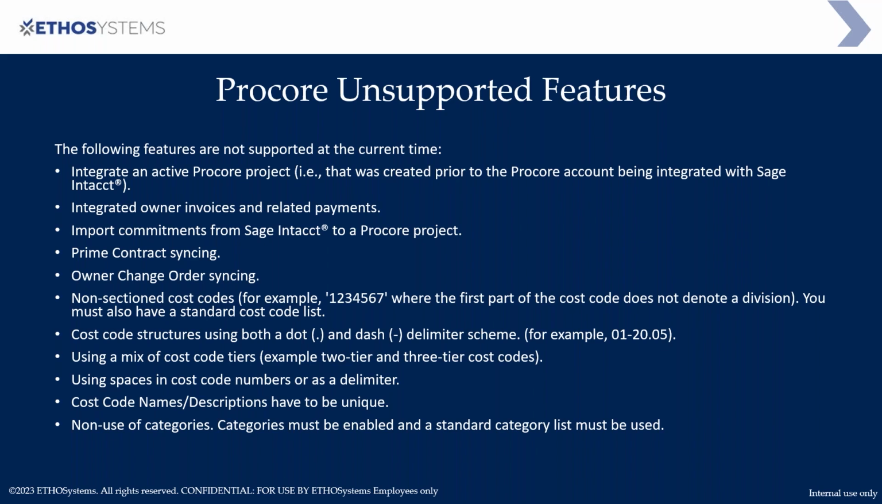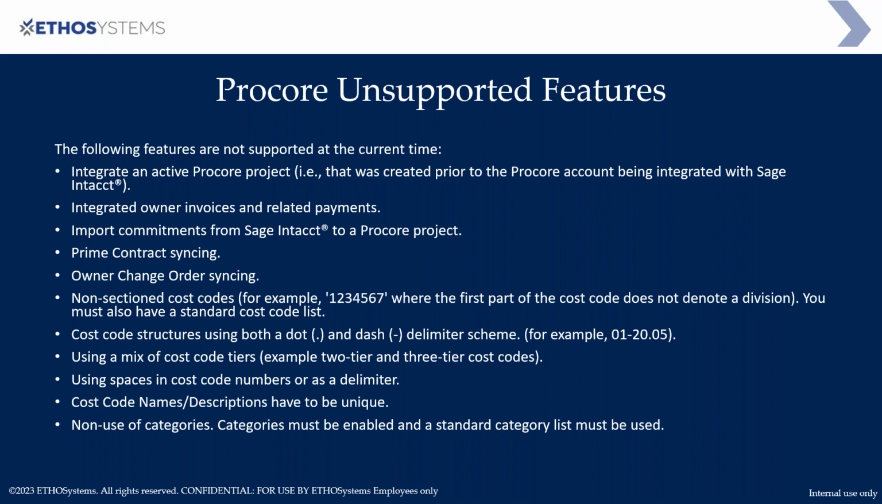Also, prime contract change orders and owner invoices are not yet a supported feature. It is something that we are working on. It's on the roadmap to bring that to the robustness of Sage 300 and the other Sage products. So it is not yet supported, but it is on the roadmap.